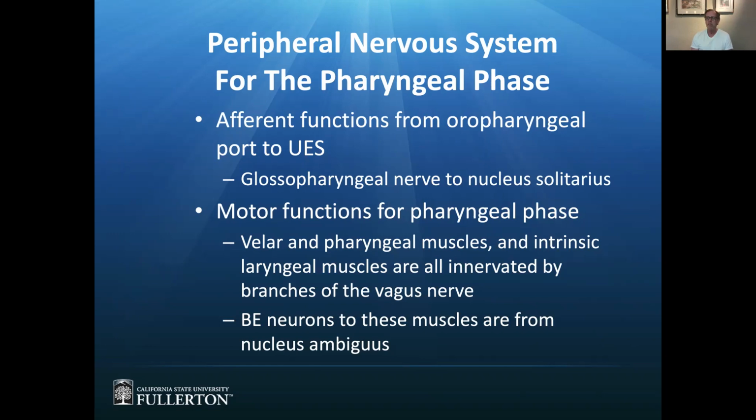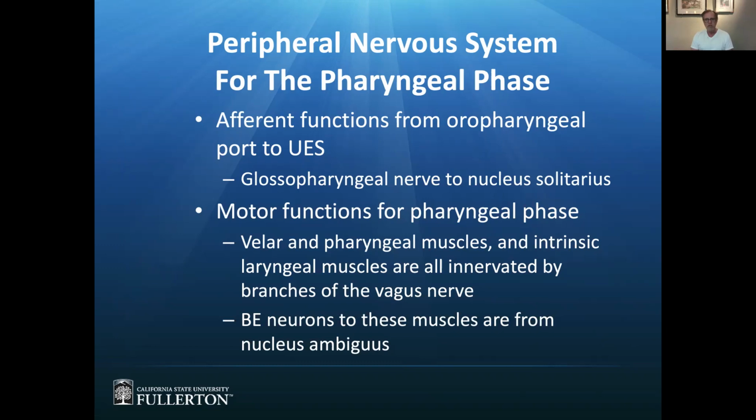normal swallow, remember oral transfer, and you push the head of the bolus through the oropharyngeal port, and then all these things start happening. Why do they happen? Because once the head of the bolus passes through the oropharyngeal port, it's sending afferent signals through the glossopharyngeal nerve to the nucleus solitarius, which kicks off that whole series of motor commands that go to the muscles involved in the pharyngeal and upper esophageal phases.